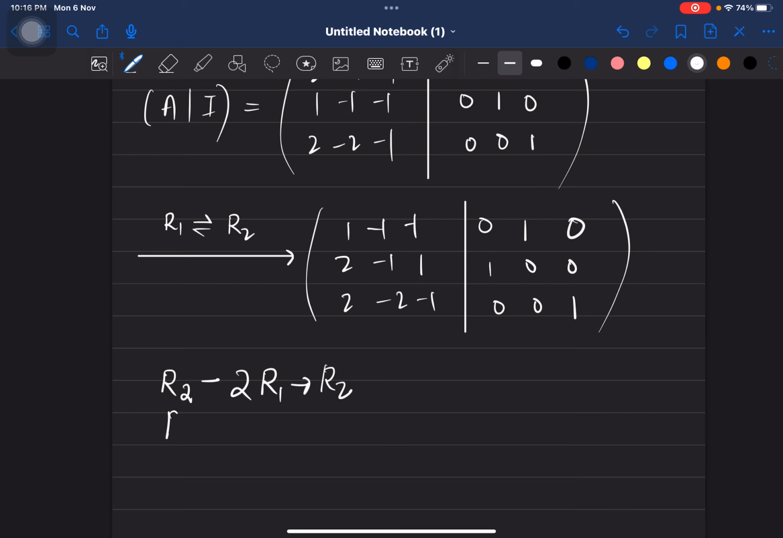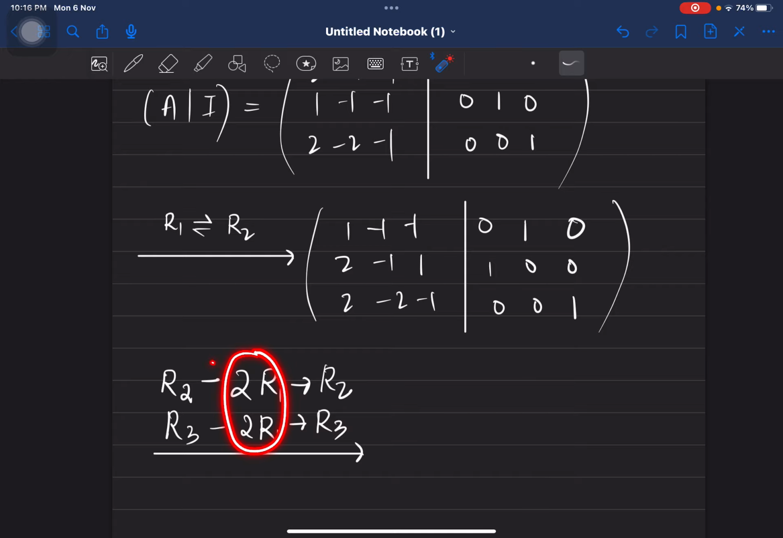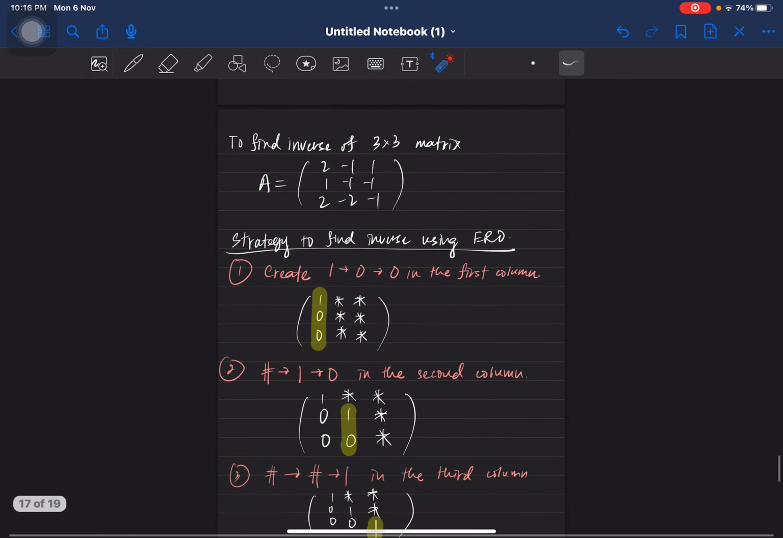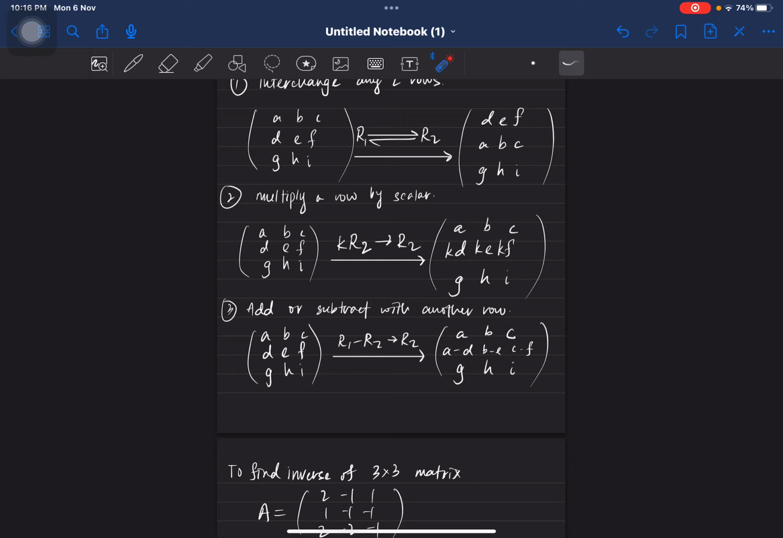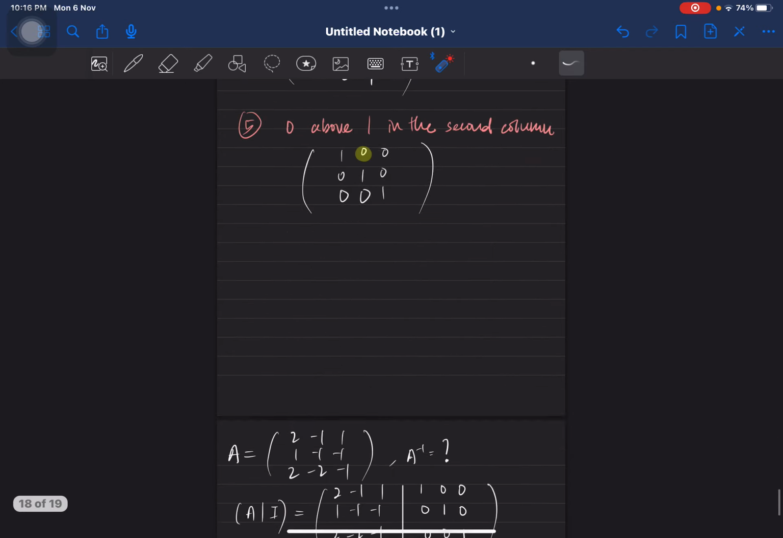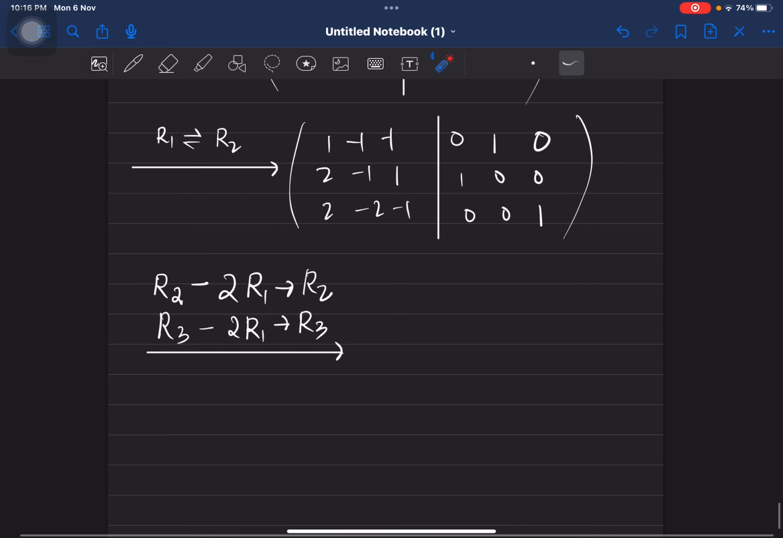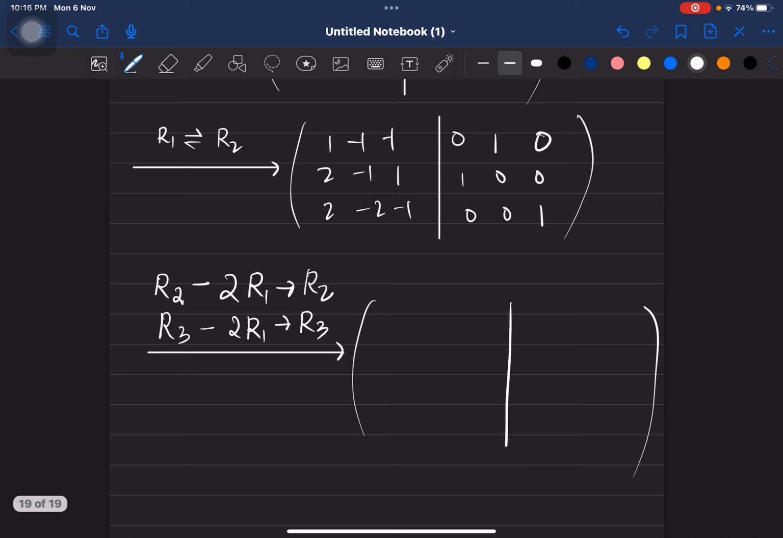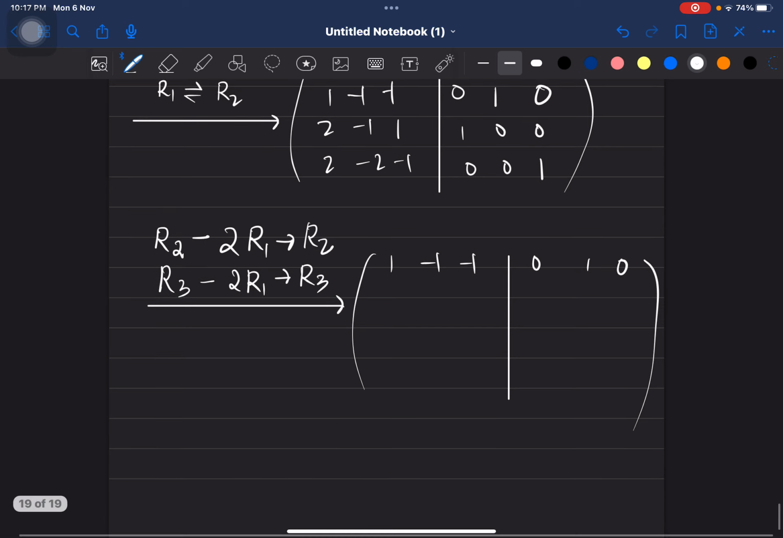Same goes to row 3. Row 3 minus 2 times row 1 for row 3. Multiply by a scalar and subtracting at the same time. I use rule number 2 and rule number 3 at the same time. You can do that. So I will get, okay, row 1 has nothing to do, so copy first. Row 1 copy first, and row 2 will become row 2 minus 2 row 1.